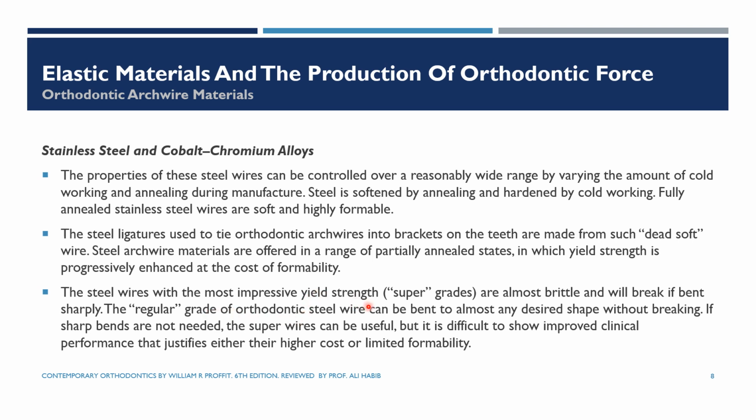Of course, there are some wires from these categories called super grade wire, which are almost brittle and very strong, very stiff wires, and break easily if bent sharply. So these super grades are sometimes used to flatten curved arches, for example the Australian wires. The regular grade of orthodontic wires can be bent, which is very good, has high spring back, and can be bent to any desirable shape without breaking, so it's formable. Unlike the TMA, although we can bend it, it's brittle and might break easily.